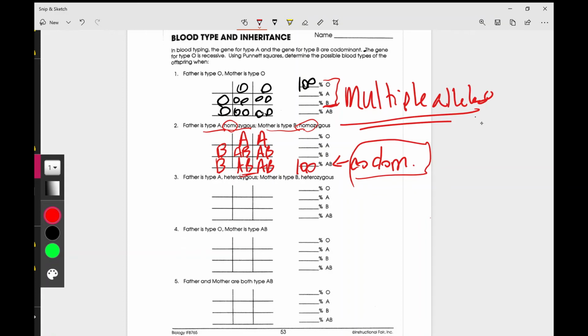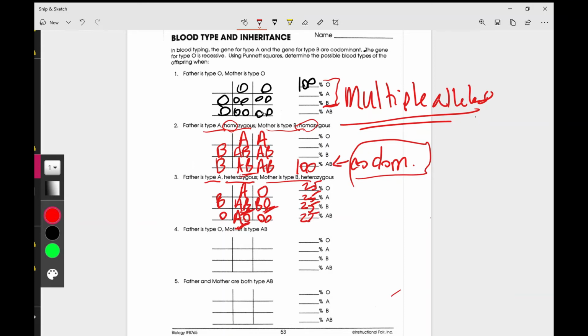All right, number 3, it says dad is heterozygous for A. Heterozygous would be the AO. Okay. Mother is type B heterozygous, so it'd be BO. And then you get AB, BO, AO, and OO. So now over here, I have a 25% chance of getting O. I have 25% chance of having A blood. That's right here. I have a 25% chance of having B blood. And I have a 25% chance of having AB blood, the codominance.